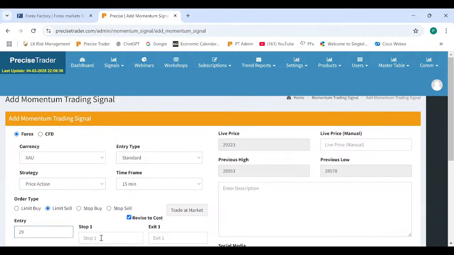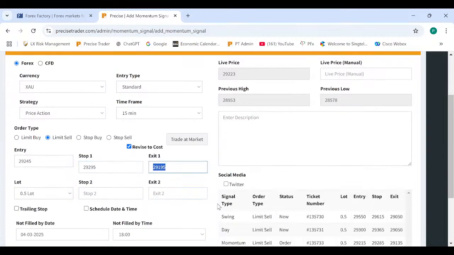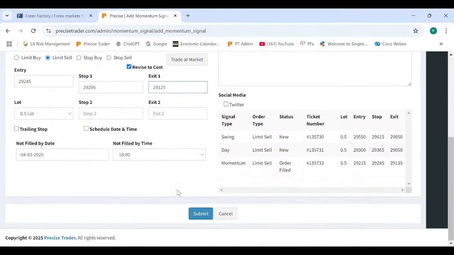2.4 half. Okay, 2.4 half. Stop at 2.9 half, and this is again 2.9. 1. We'll put it as 1.3 or 1.2 half, and this is one lot, and we are going to sell and give a time until 23:30.